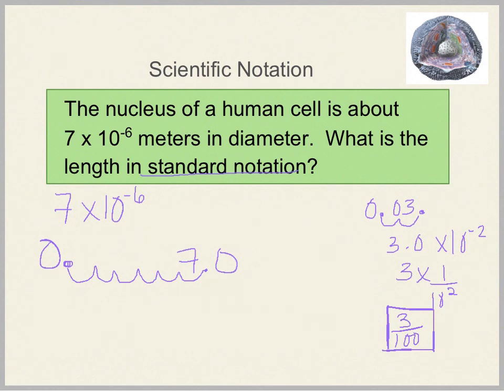the standard notation of 0.000007. So 0.7, and if we think 6 places out would be to the tenths, hundredths, thousandths, 10,000ths, 100,000ths, million place, or 7 millionths is our answer.